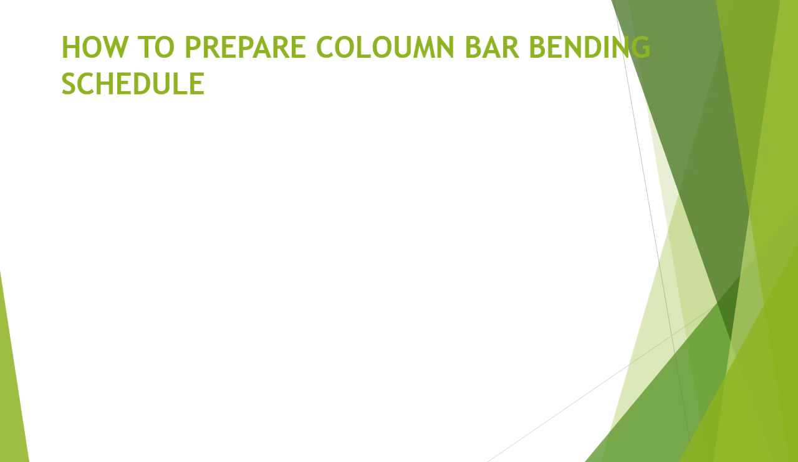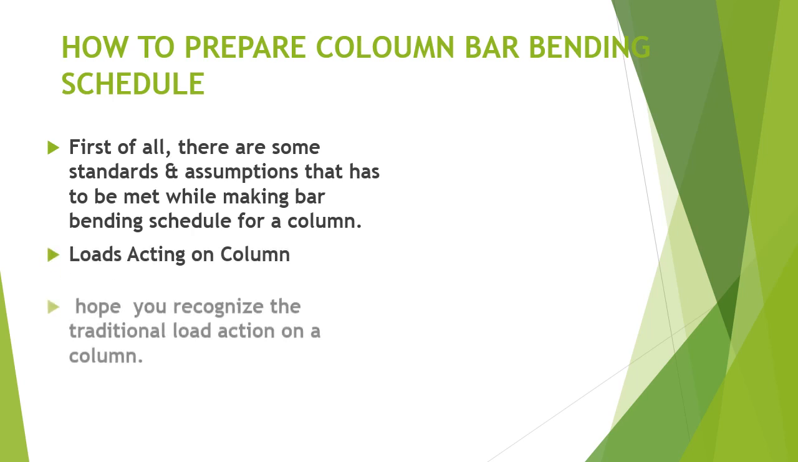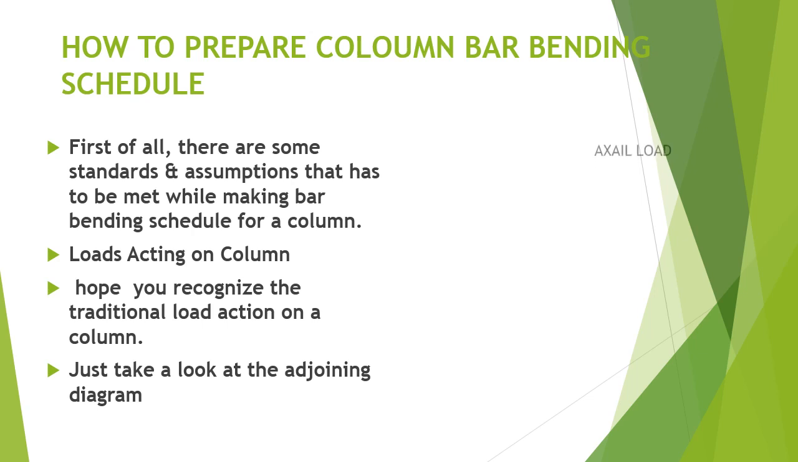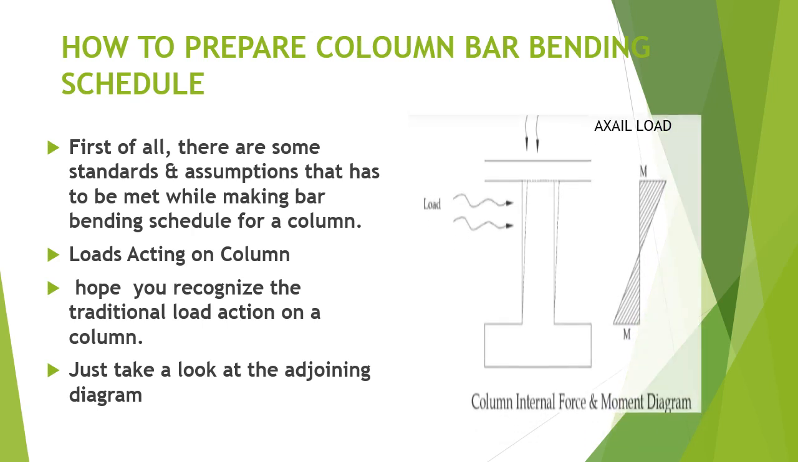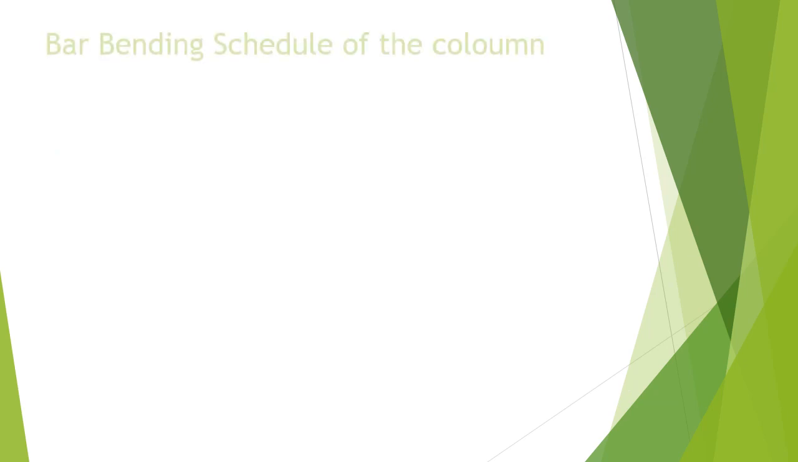How to prepare column bar bending schedule? First of all, there are some standards and assumptions that have to be met while making a bar bending schedule for a column. Loads acting on a column. Hope you recognize the traditional load action on a column. Take a look at the adjoining diagram. There are various loads, namely axial loads, column internal force, moment diagrams, and everything acting on the column, which has been explained in the diagram.